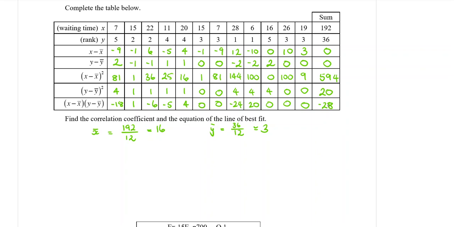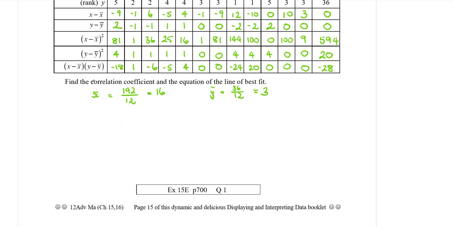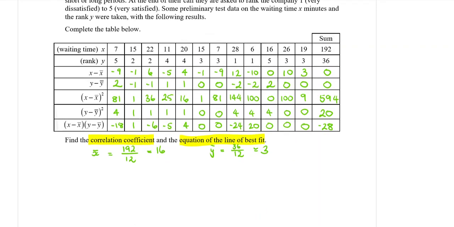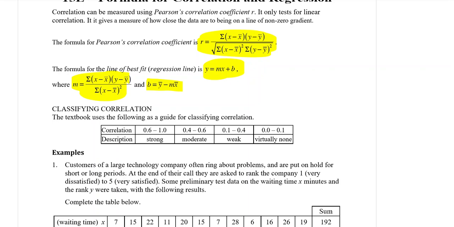All right. We've filled in the whole table. The question down below here says to find the correlation coefficient and then the equation of the line of best fit. So there's two things we're trying to find. The correlation coefficient is the R, that formula there.